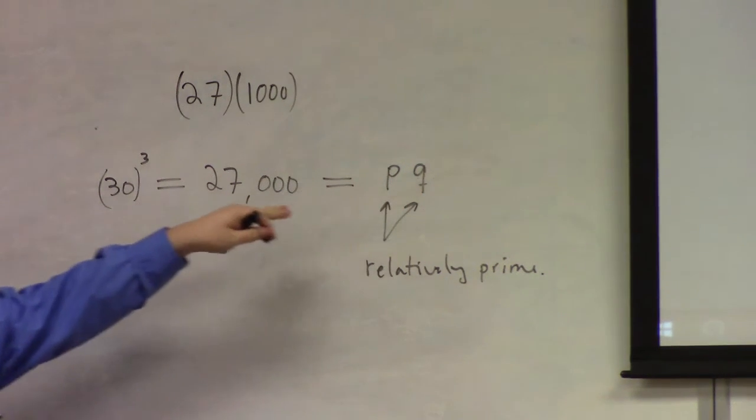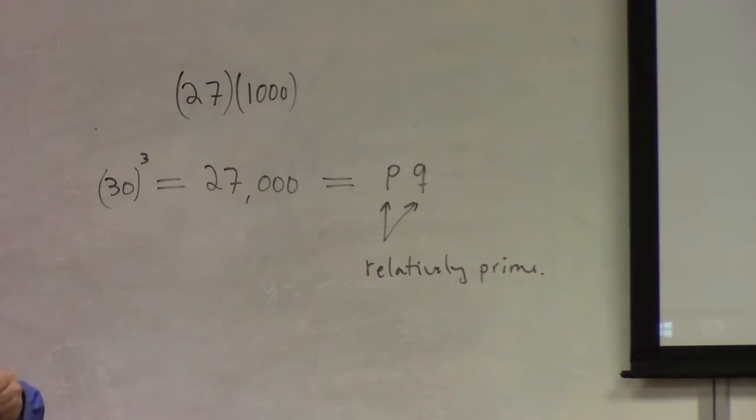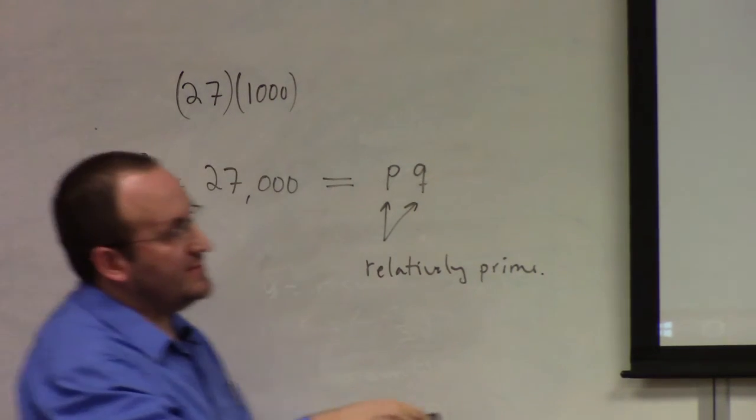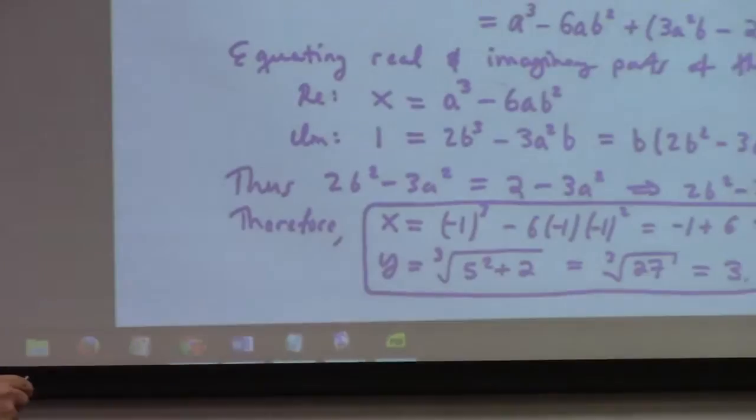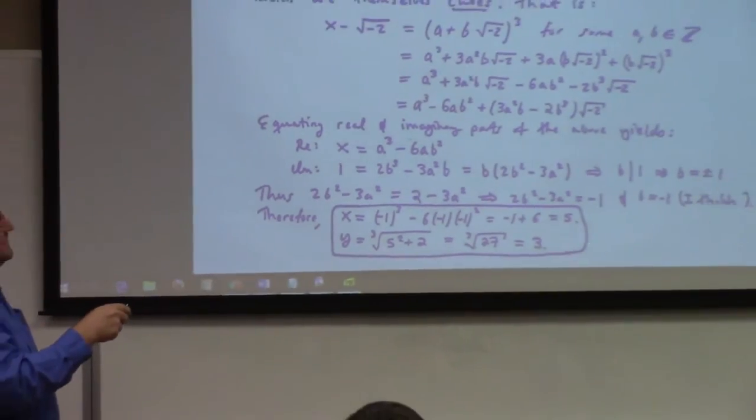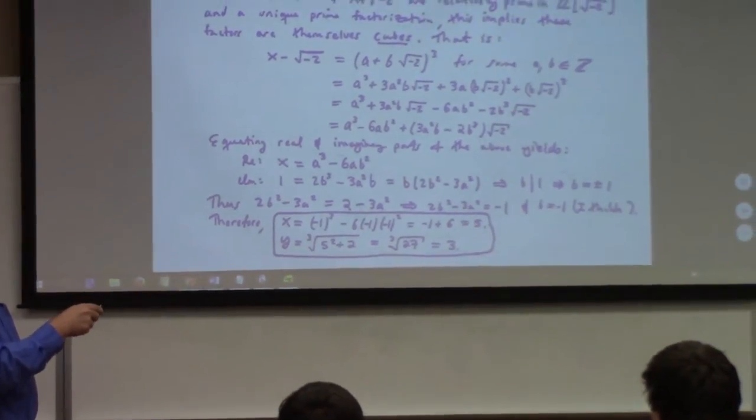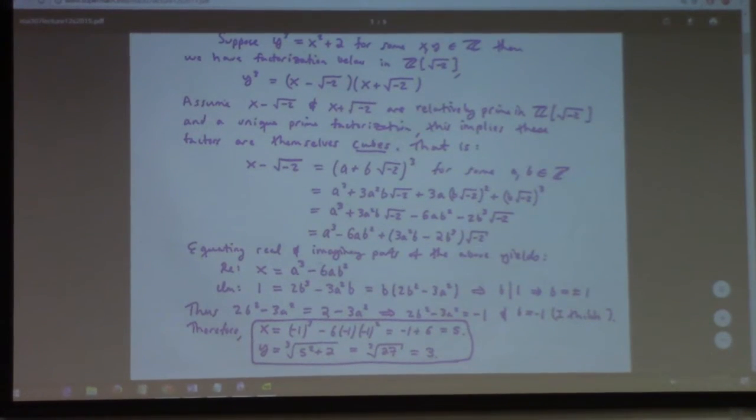So Euler said, well, if you can do that for integers, you can also do it for these funny numbers over here, right? So the fact that this is a cube and the fact that this is a relatively prime factorization of a cube means that this and that must also be cubes.